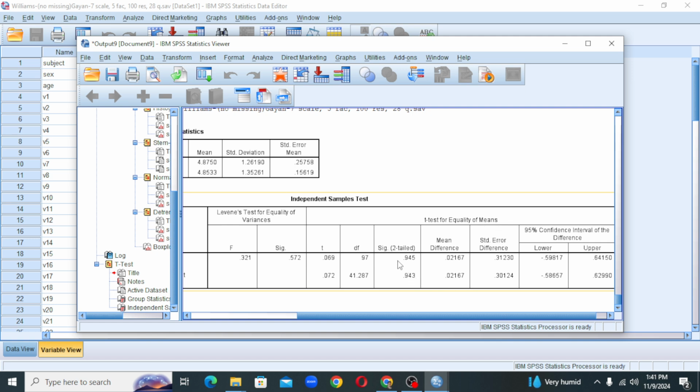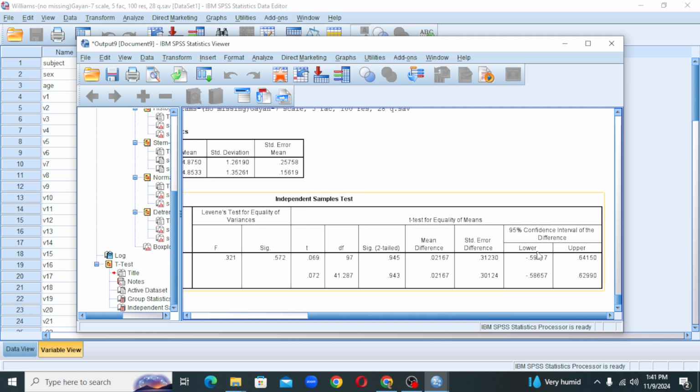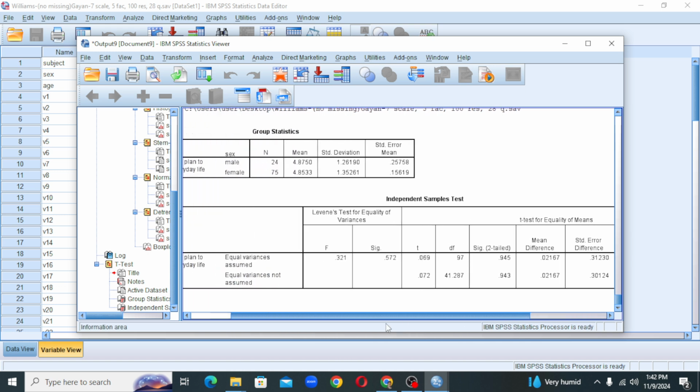Here the test values are not significant. That means we have to accept our null hypothesis, meaning there's no significant difference between males and females. That is further evidenced by the lower and upper boundaries of the difference. These figures are crossing the 0 mark. That means this is not significant. So it implies that we have to take the null hypothesis, indicating there's no significant difference between males and females as per test results.